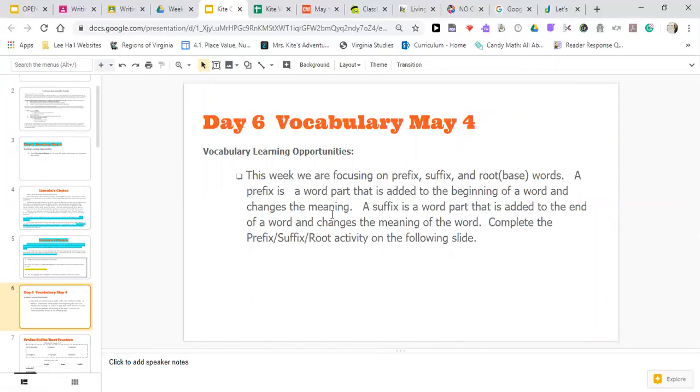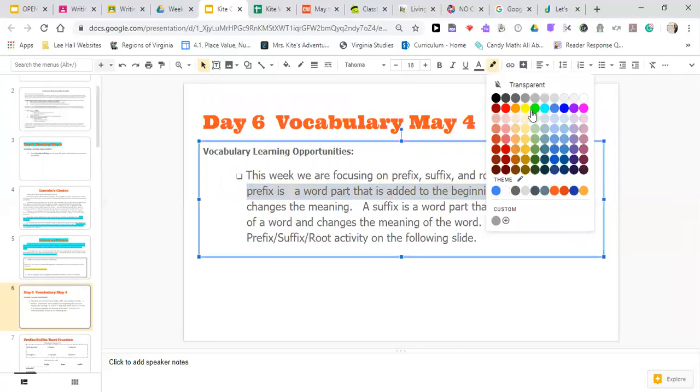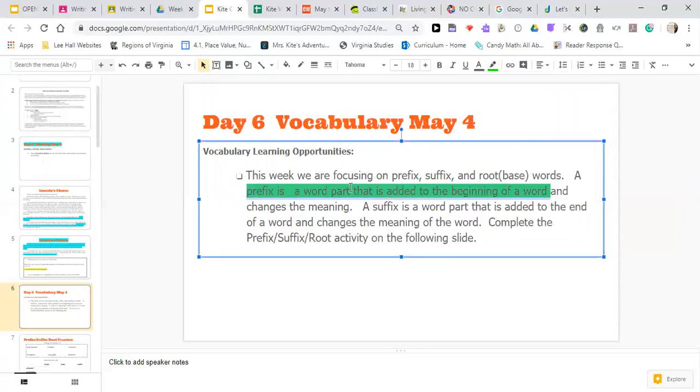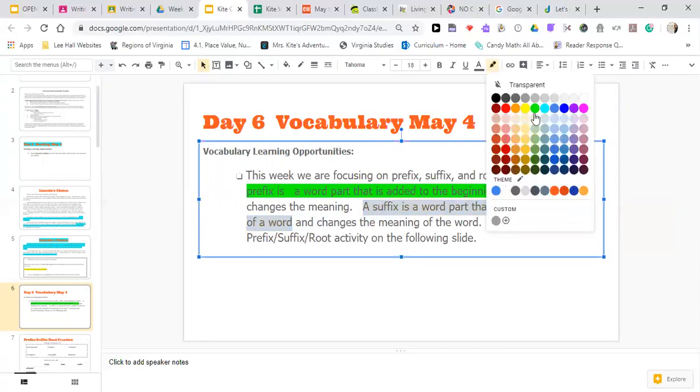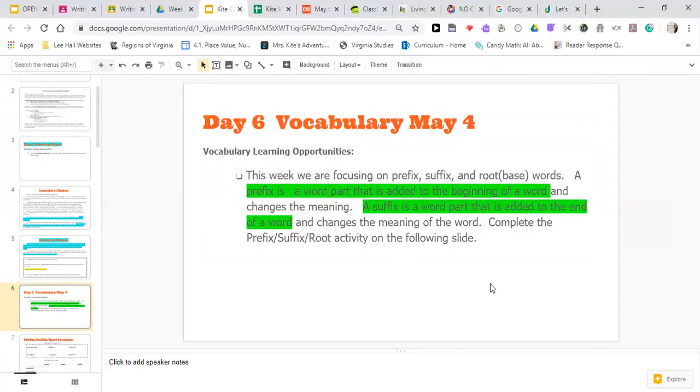I want us to make sure that we remember that a prefix is a word part that is added to the beginning of a word. Don't forget that both prefixes and suffixes change the meaning, which we should remember from class. And a suffix is a word part that is added to the end of a word. If you need a second to review those definitions, I want you to pause the video now. Right, and then we're going to go on to the activity.